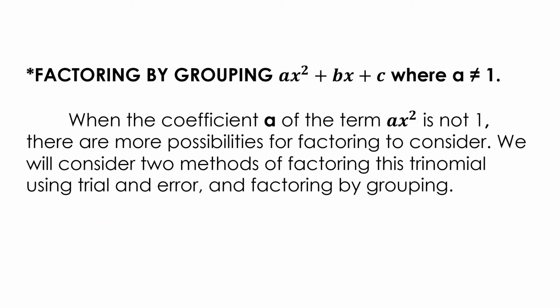Okay, so let's have now another example of factoring. We have factoring by grouping. So factoring by grouping ax squared plus bx plus c, where a is not equal to 1. Earlier we discussed where the value of a is always 1, and now we add another value other than 1. When the coefficient a of the term ax squared is not 1, there are more possibilities for factoring to consider. We will consider two methods of factoring this trinomial: trial and error and factoring by grouping.